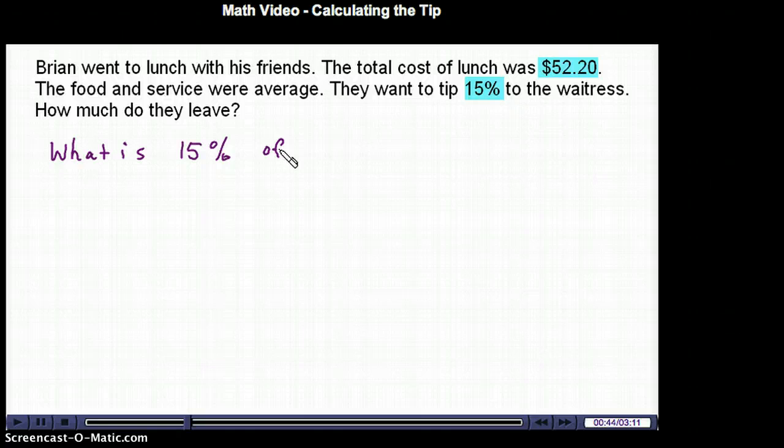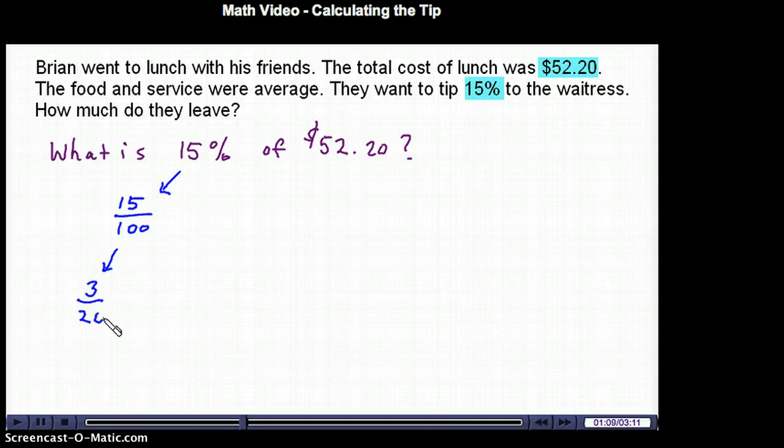15% of $52.20. Now 15% is just a part of $52.20. We can express 15% as a fraction or a decimal. As a fraction, it's 15 over 100, and that can be reduced to 3/20.